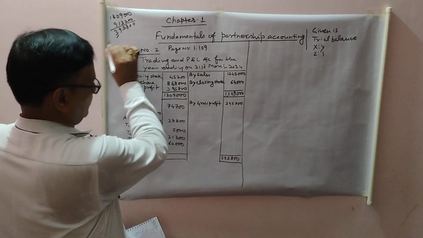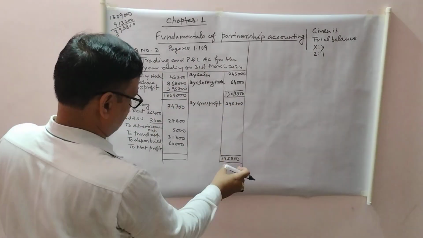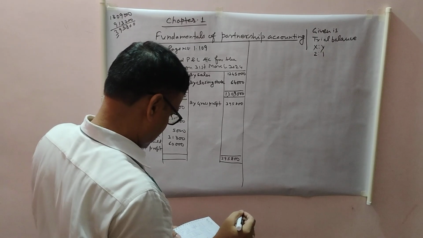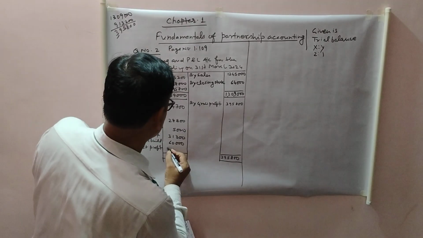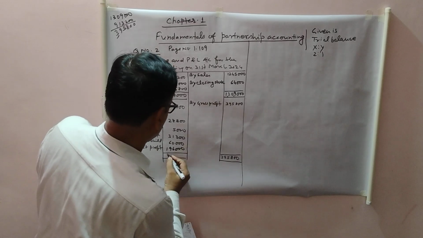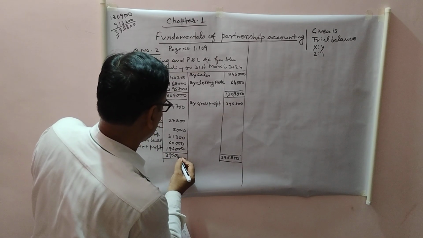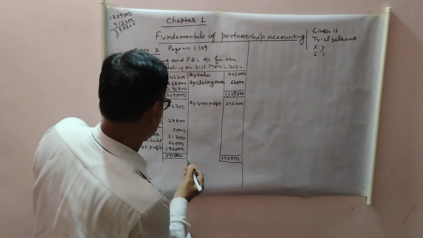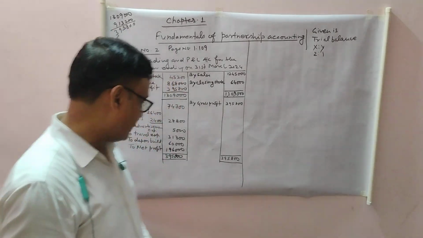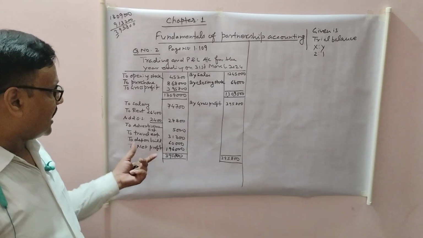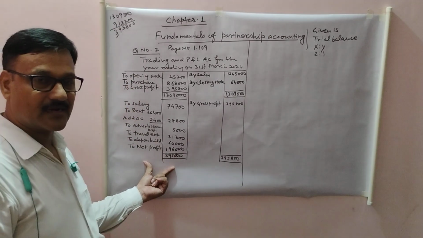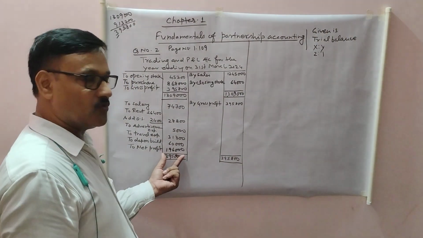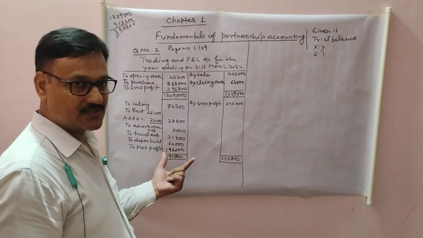3,95,800. When we deduct the total of these expenses from this 3,95,800, then we will get net profit 1,96,000. Now we have got the amount of net profit. Up to this you have done already in class 11. But now we will move ahead and we will distribute this amount between partners.